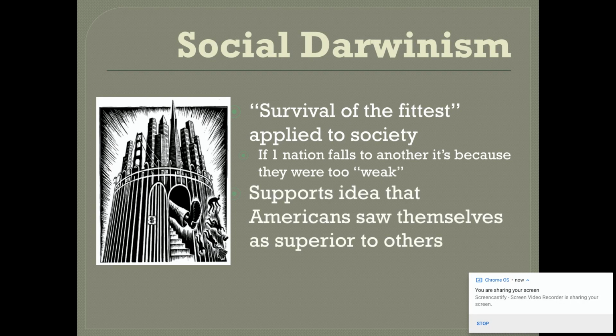It supports the idea that Americans saw themselves as superior to everyone else, and that began to take place during the late 1800s and early 1900s. Fit nations prosper, weak nations fall. Of course, like I just mentioned a few minutes ago, how the United States would try to dominate other countries. They are dominating them because they look at them as being weaker. And of course, this is using that policy of social Darwinism.